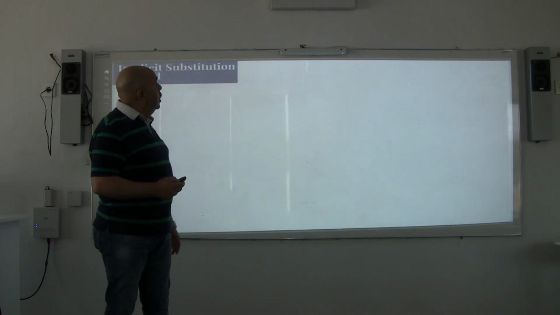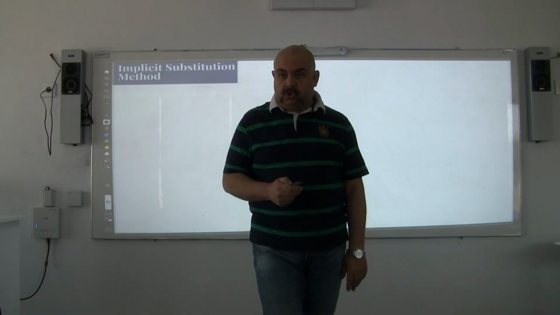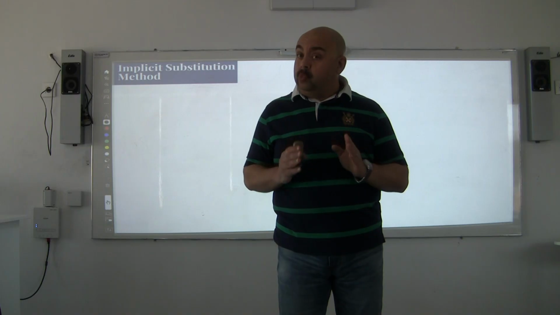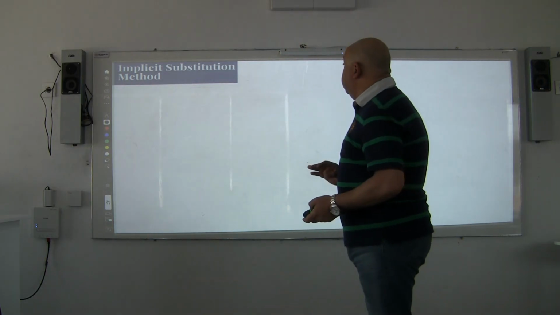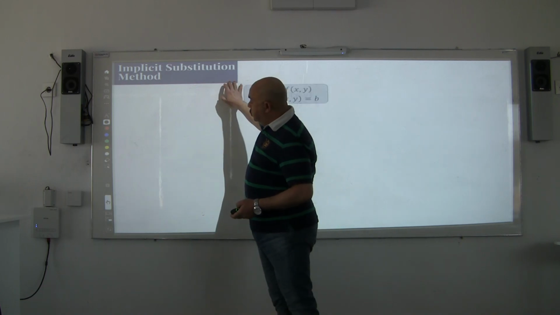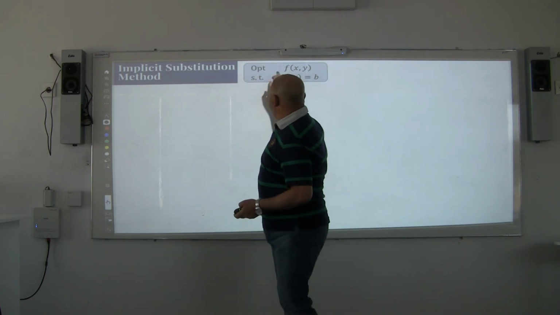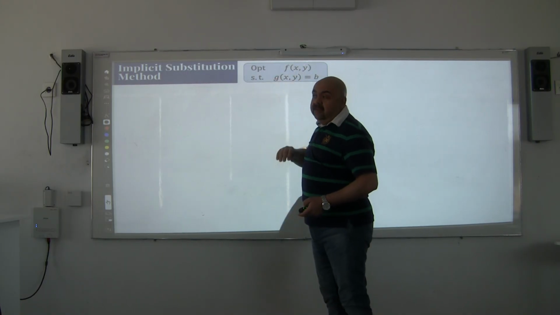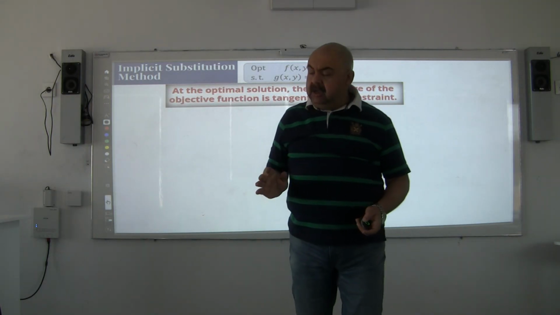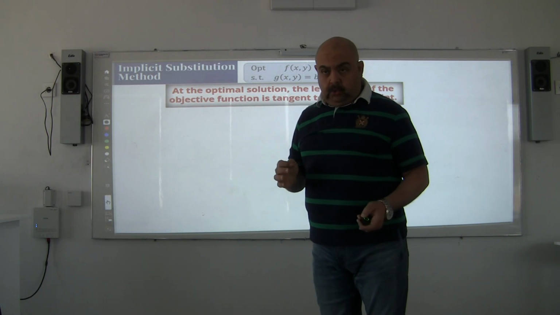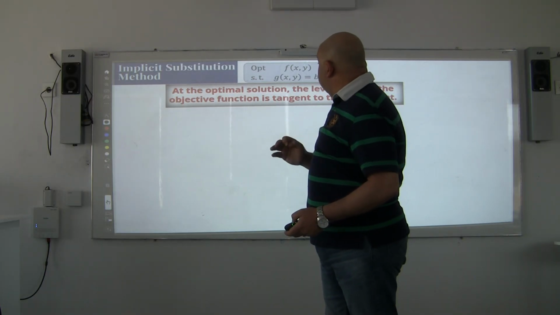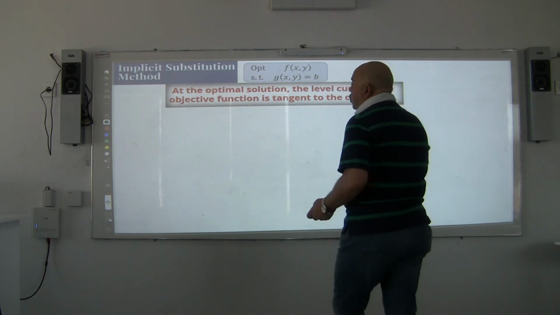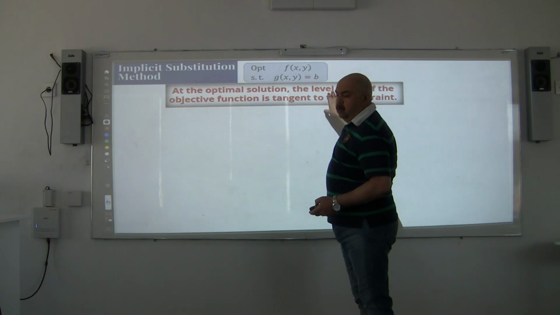We have more than one method to analytically solve the case of optimality with one constraint. The first of them is the implicit substitution method, and this is a very nice method. I have a function f of x, y, and I have the constraint, which is g. The idea behind the implicit function theorem is that at the optimal solution, the implicit derivative of the objective function will equal the implicit derivative of the constraint. And that's the key to finding our optimal solution.